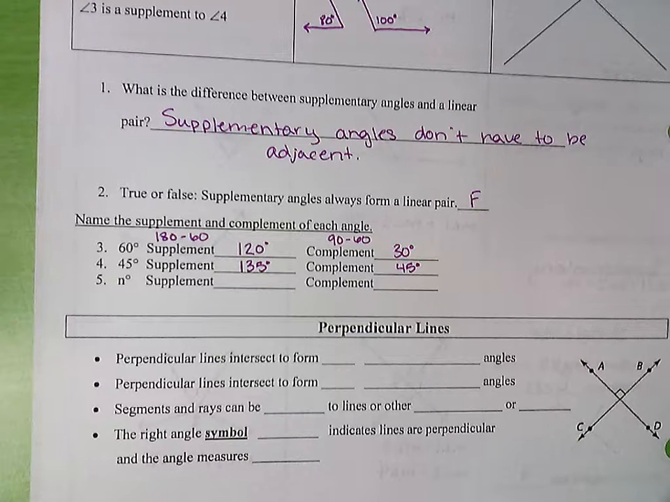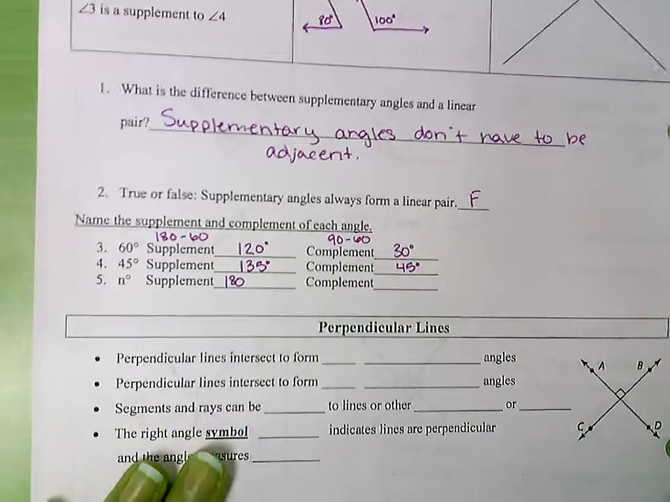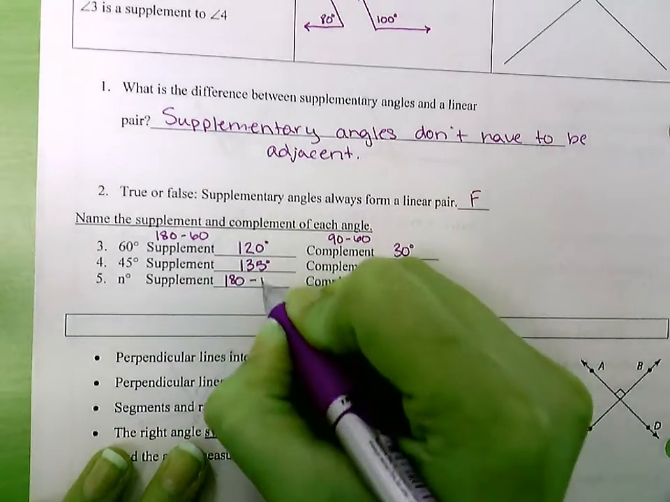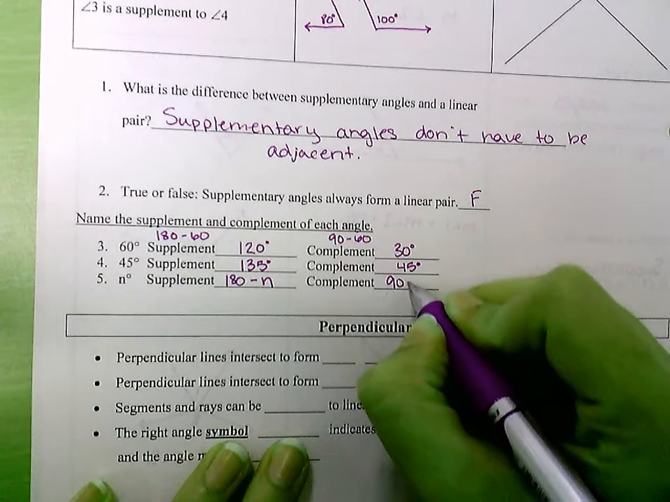Now with number 5, it says n degrees. So that means it could be any degree amount. What you want to do with this is the same process you were just doing. How did I find the supplement when I did numbers 3 and 4? You subtracted. You take your total angle degree, which is 180, and subtract your angle measure. So the supplement to n degrees would be 180 minus n, and the complement would be 90 minus n.